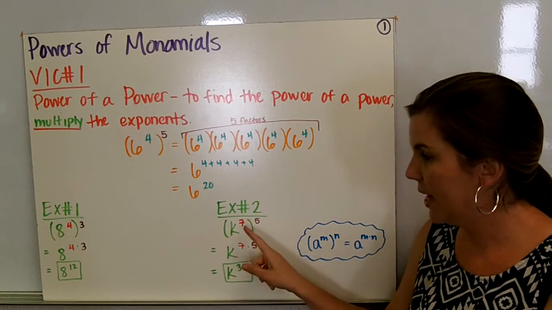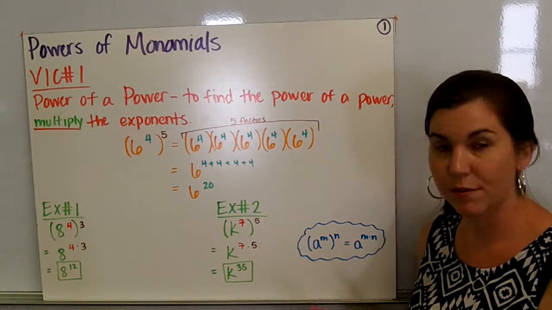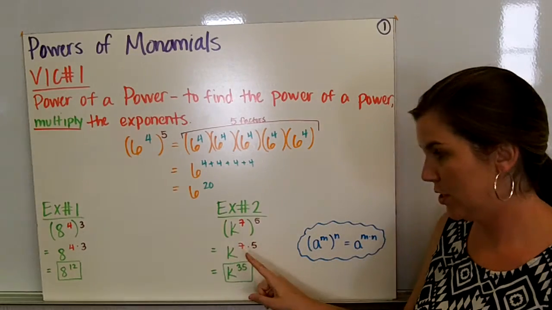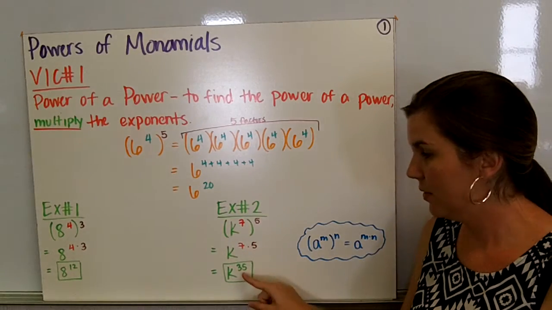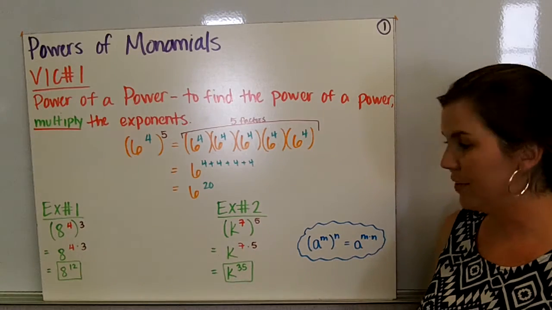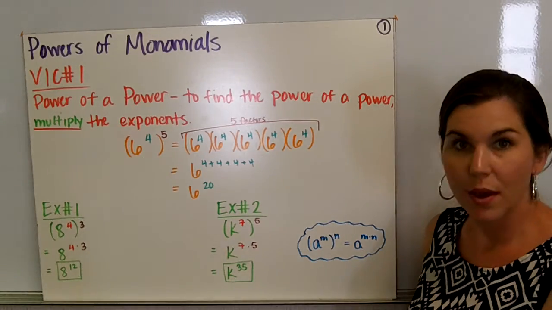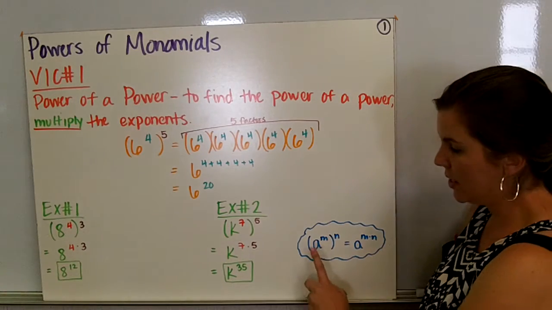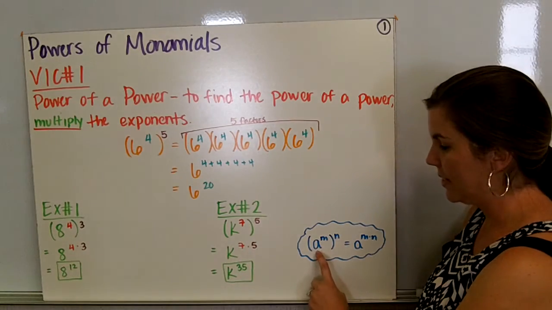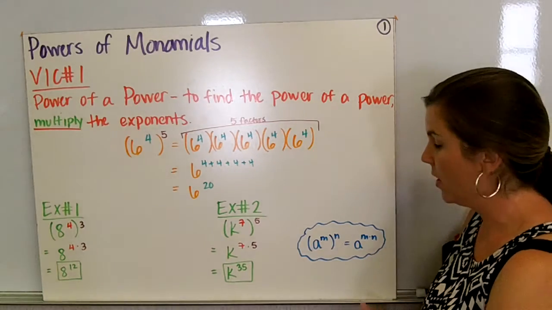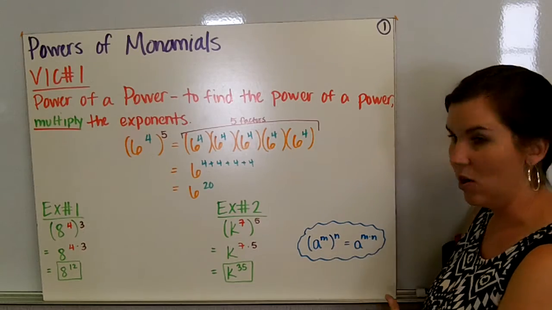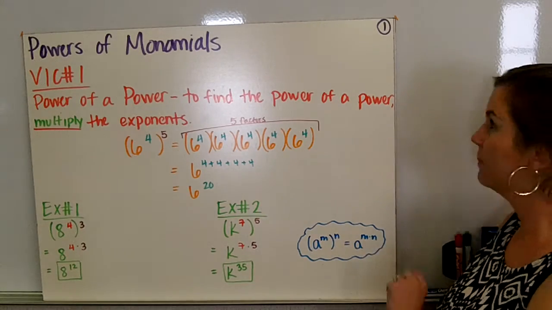Example number 2, k to the 7th power raised to the 5th power. A power to a power you multiply. So 7 times 5 gives you 35, k to the 35th power. It works the same with numerical bases and variable bases. Algebraically, it would look like this. a is the base, a raised to the m power, raised to the n power. So you just multiply whatever m and n are together, a to the mn.